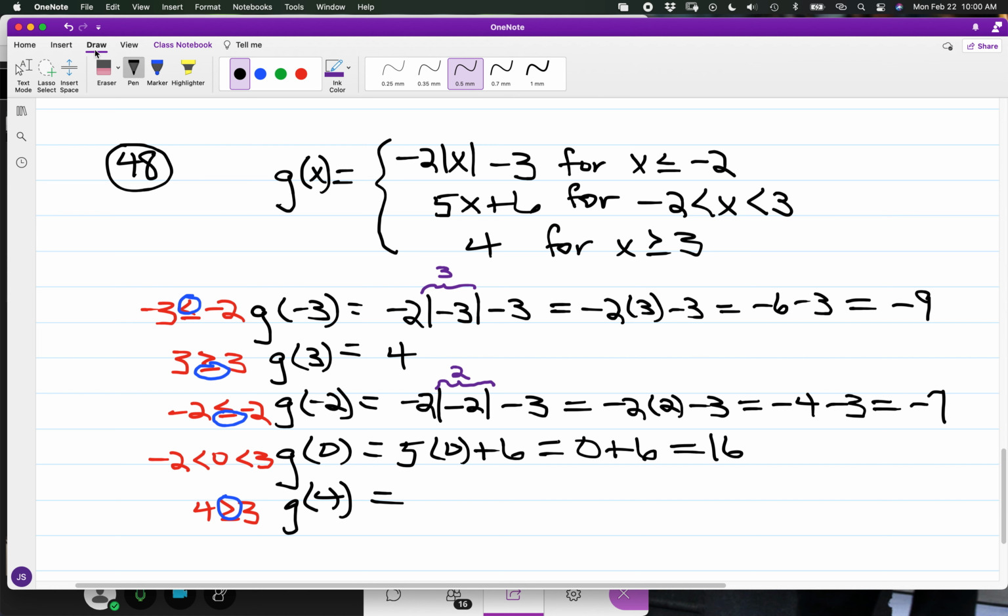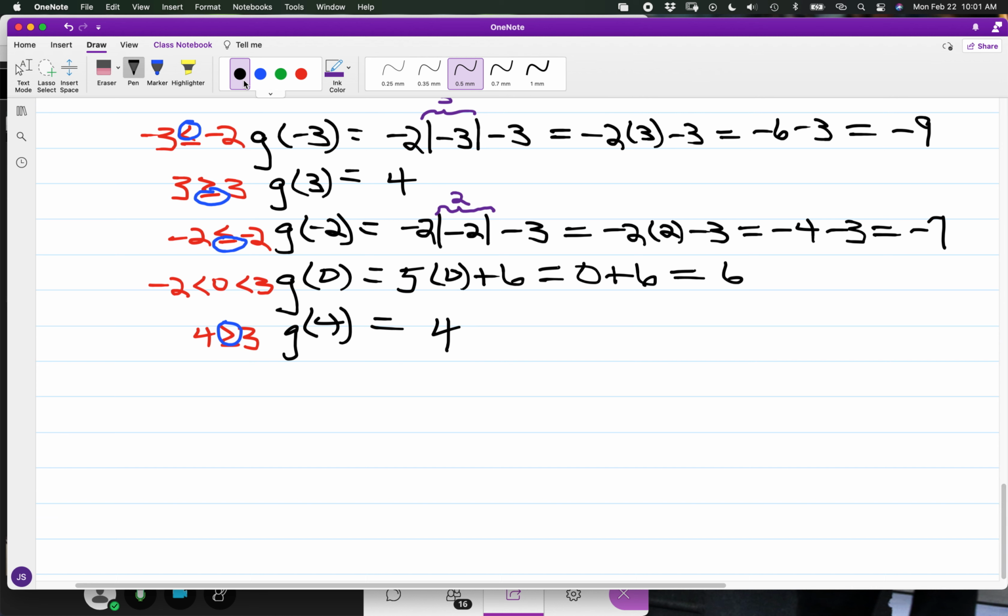Okay. And for g of 4, since 4 is among the values of x greater than or equal to 3, g of x is going to be equal to nothing except the constant value of 4. So for the respective outputs, again, g of -3 is -9, g of 3 is 4, g of -2 is -7, g of 0 is 6, and g of 4 is only equal to 4.